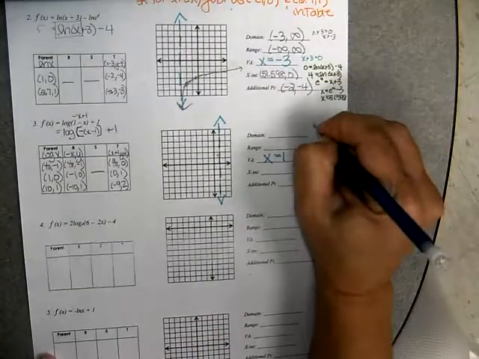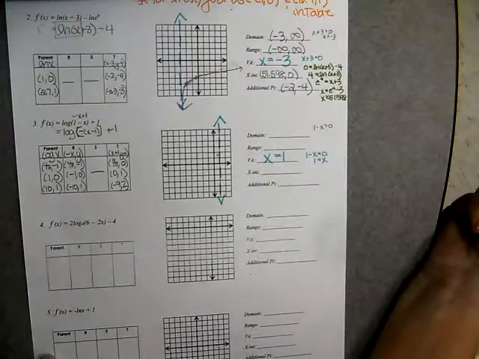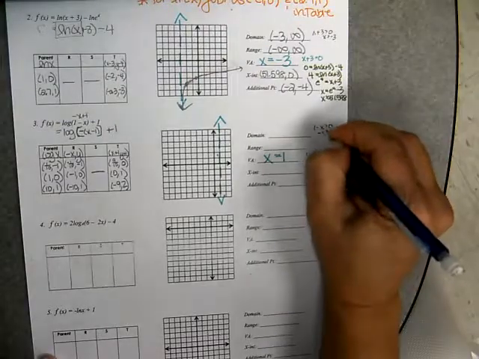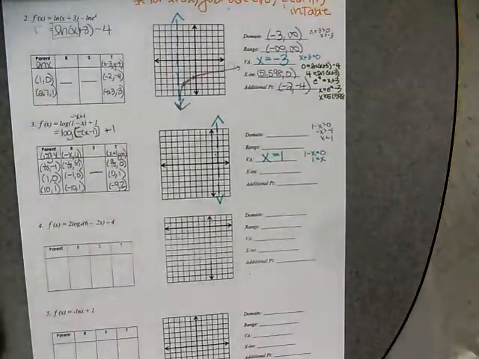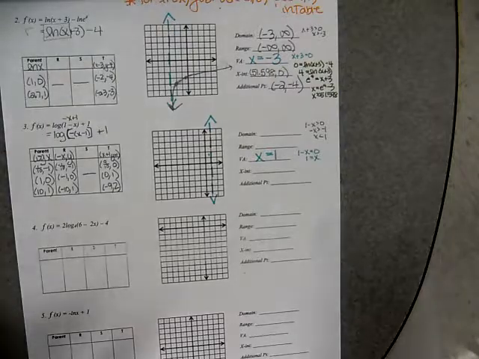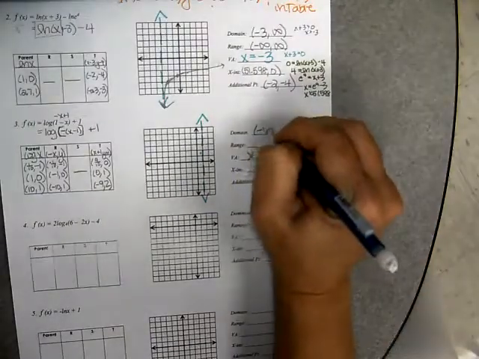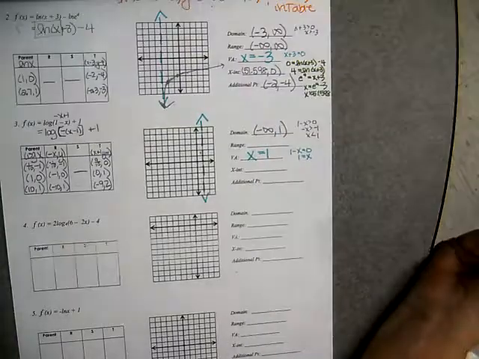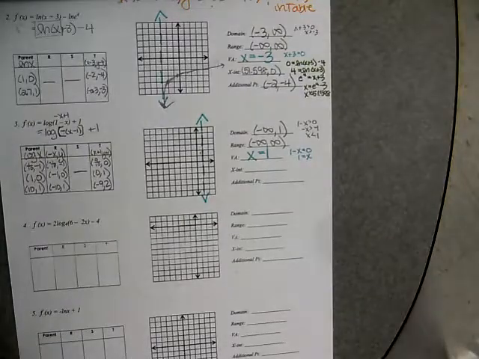And then again, we want our argument, 1 minus x, to be greater than 0. And so notice that we end up actually, remember when you multiply by a negative in an inequality, we reverse the inequality symbol, and we get that x is less than 1. So our domain is actually negative infinity to 1. And our range is still going to be all real numbers.